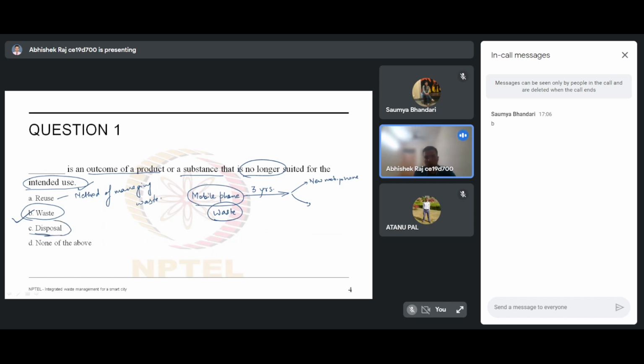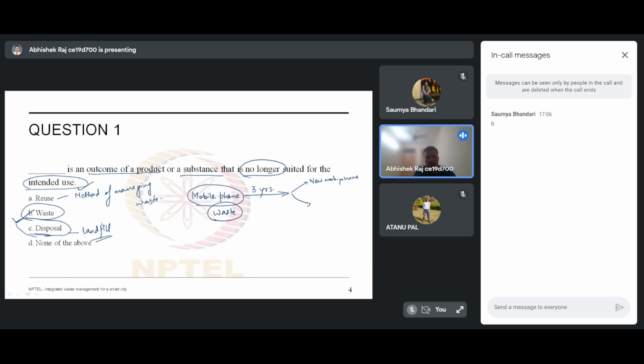So if we cannot do anything with the waste, we finally go for disposal. It is usually done for normal waste. It is done in landfill. For CND waste also, there will be a designated landfill which will be specially for CND waste.